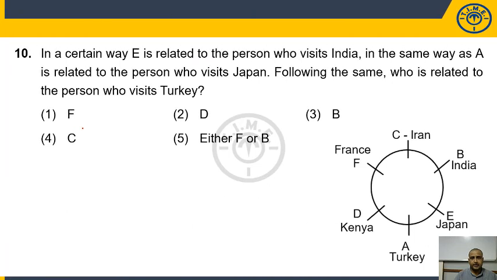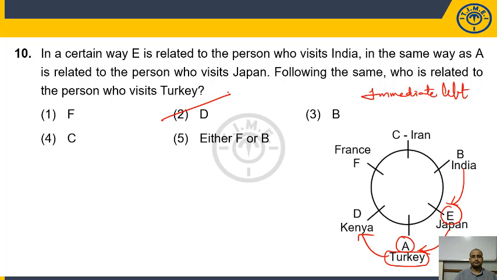In a certain way, E is related to the person who visits India. E is related to the person who visits India, so immediate left. In the same way, A is related to the person who visits Japan. So A is here. So A is immediate left to the person who visits Japan. So what is the logic? Immediate left. Logic is immediate left. Following the same, who is related to the person who visits Turkey? So we have to find the person who sits immediate left of Turkey. So it is D. Choice 2. D sits to the immediate left of the person who visits Turkey.